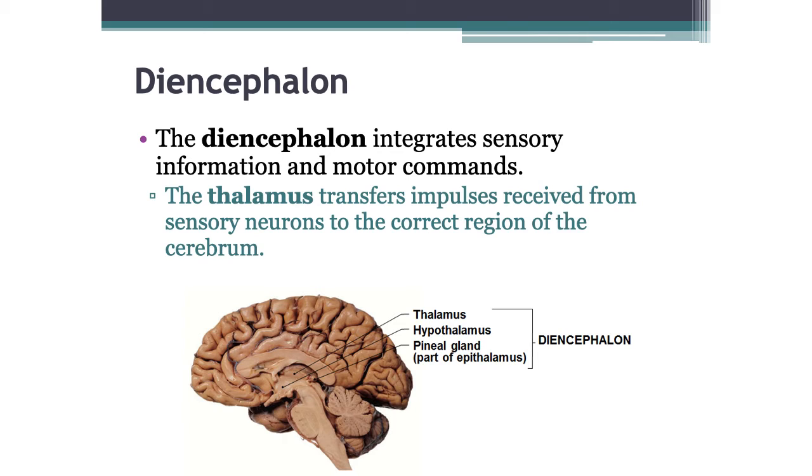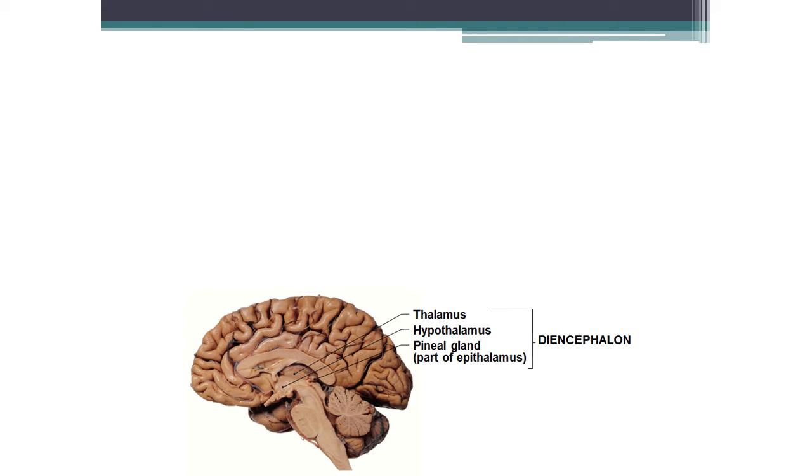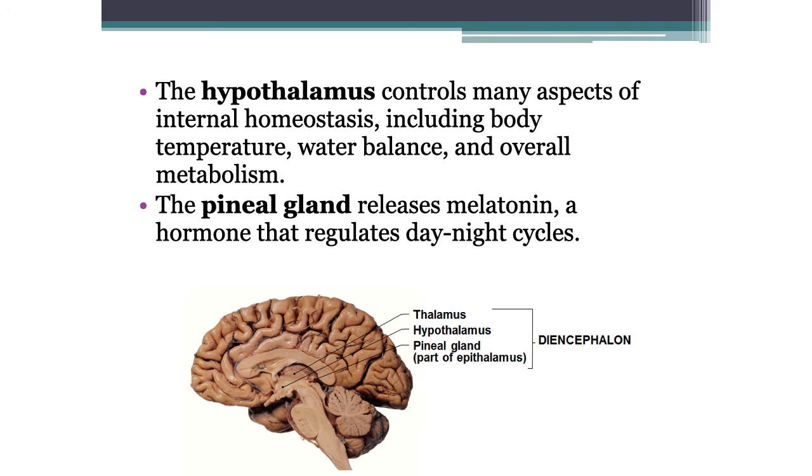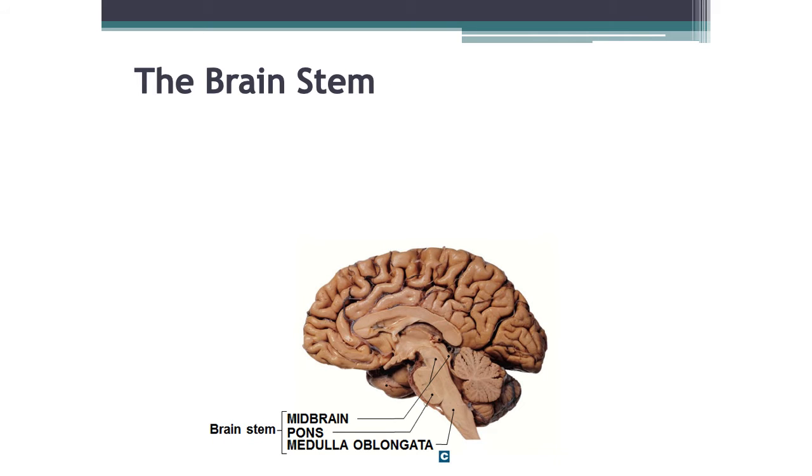Diencephalon integrates sensory information and motor commands. The thalamus transfers impulses received from the sensory neurons to the correct region of the cerebrum. The hypothalamus controls many aspects of internal homeostasis, including overall body temperature, water balance, and overall metabolism. The pineal gland releases melatonin, a hormone that regulates day-night cycles.